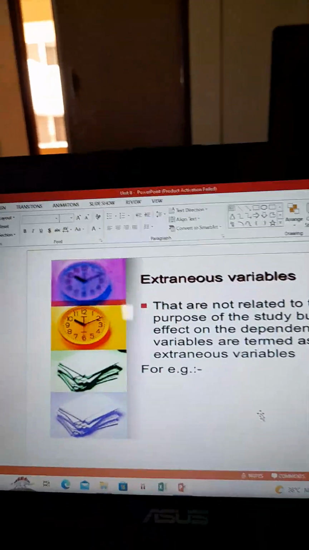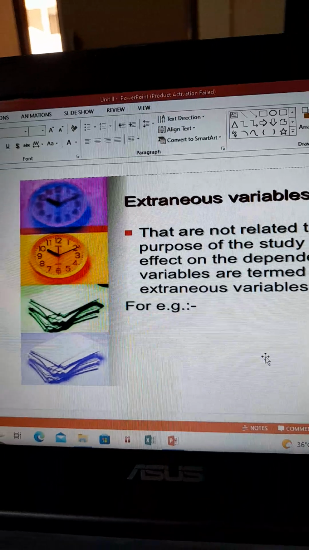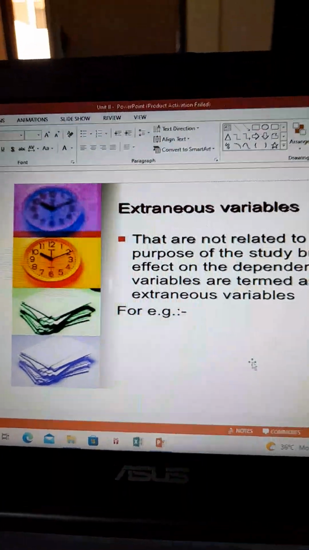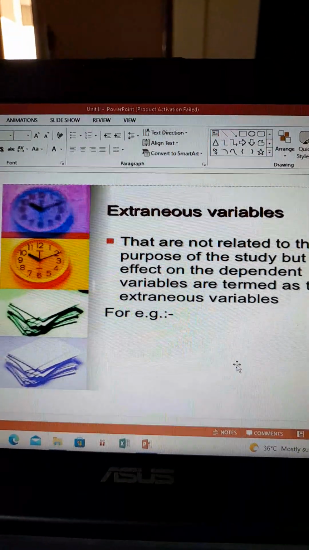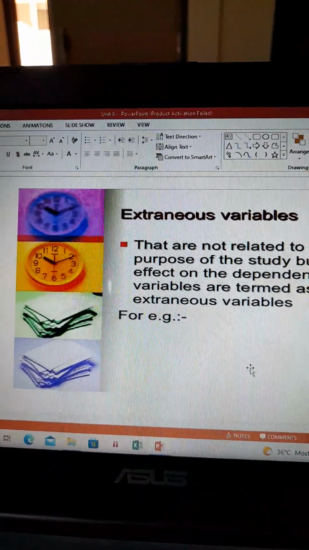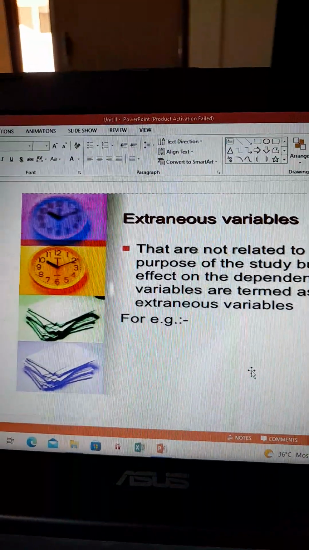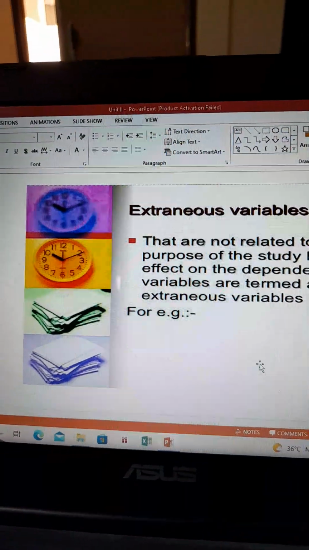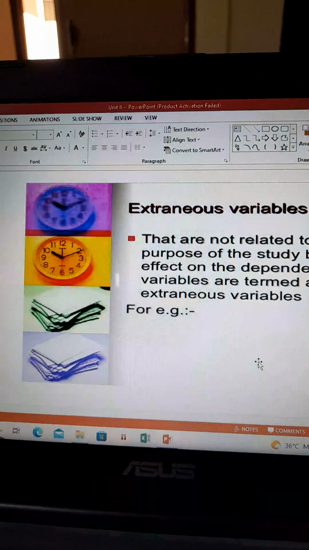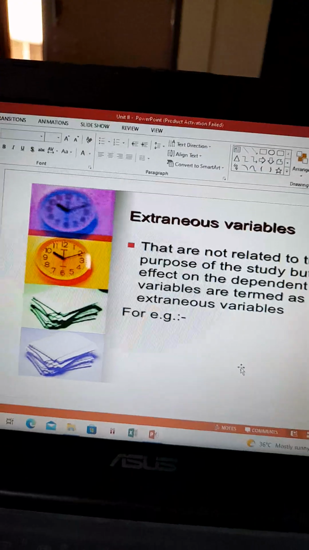Now let us discuss extraneous variables. Extraneous variables are not related to the purpose of the study but may affect the dependent variable, and they are termed extraneous variables. So these are not related to the purpose of the study, but they may affect the dependent variables, which are termed as extraneous variables.